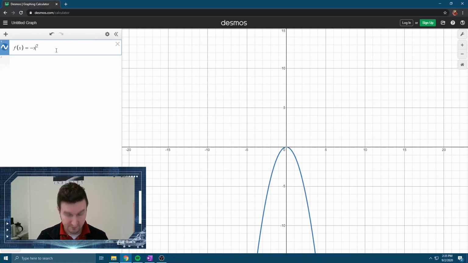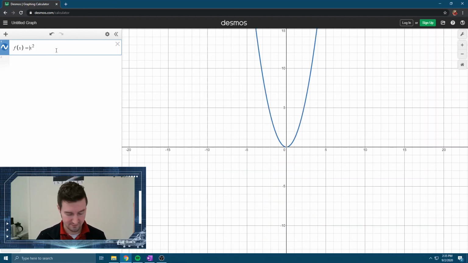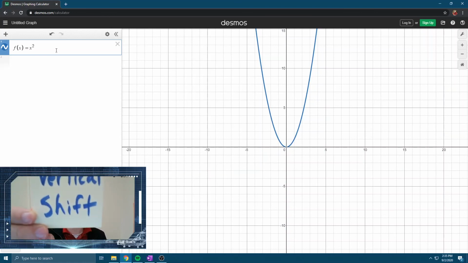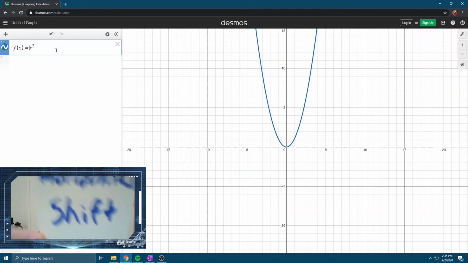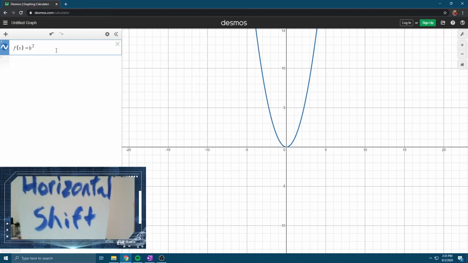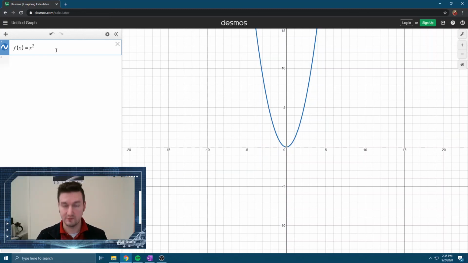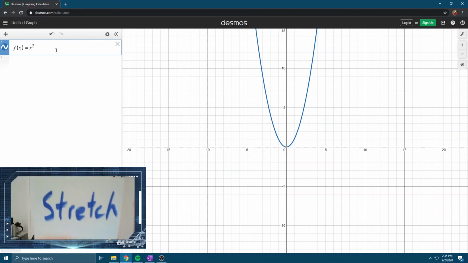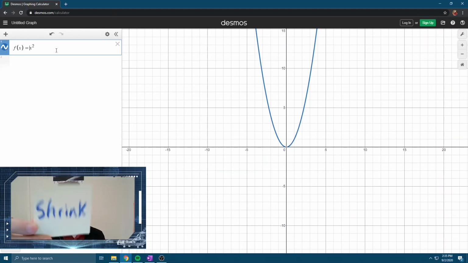So again, remember all of our different transformations. We have the vertical shift, which shifts it up and down. Horizontal shifts shift the function to the left or to the right. A stretch will make it a little bit wider, stretch it out. A shrink will squish it together, shrink it in the x direction. And then a reflection will reflect it or flip it over to the other side of the x-axis.